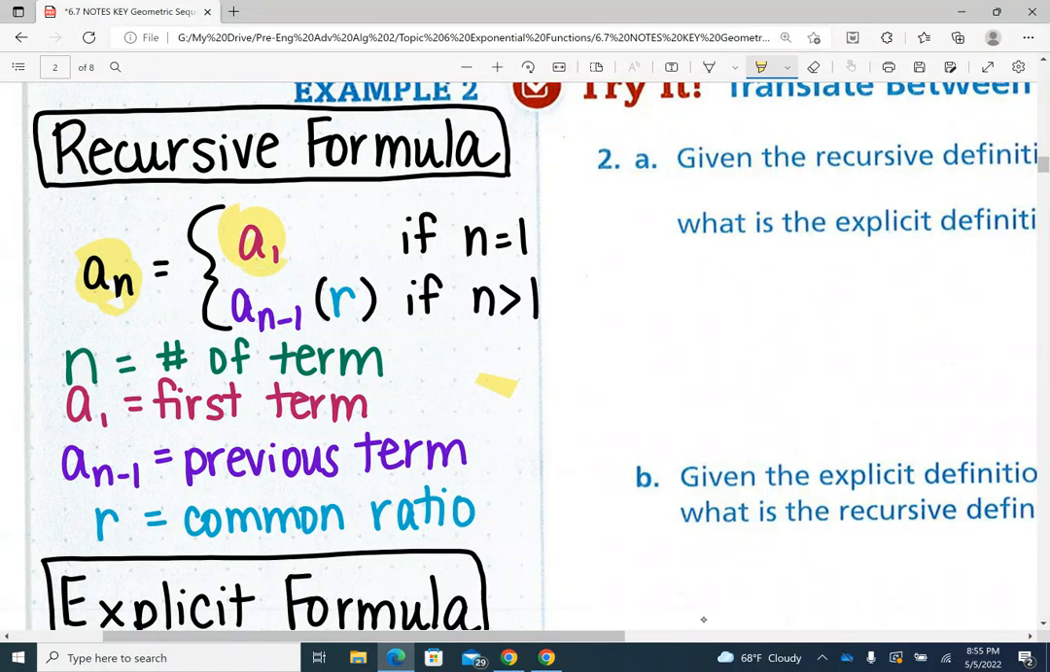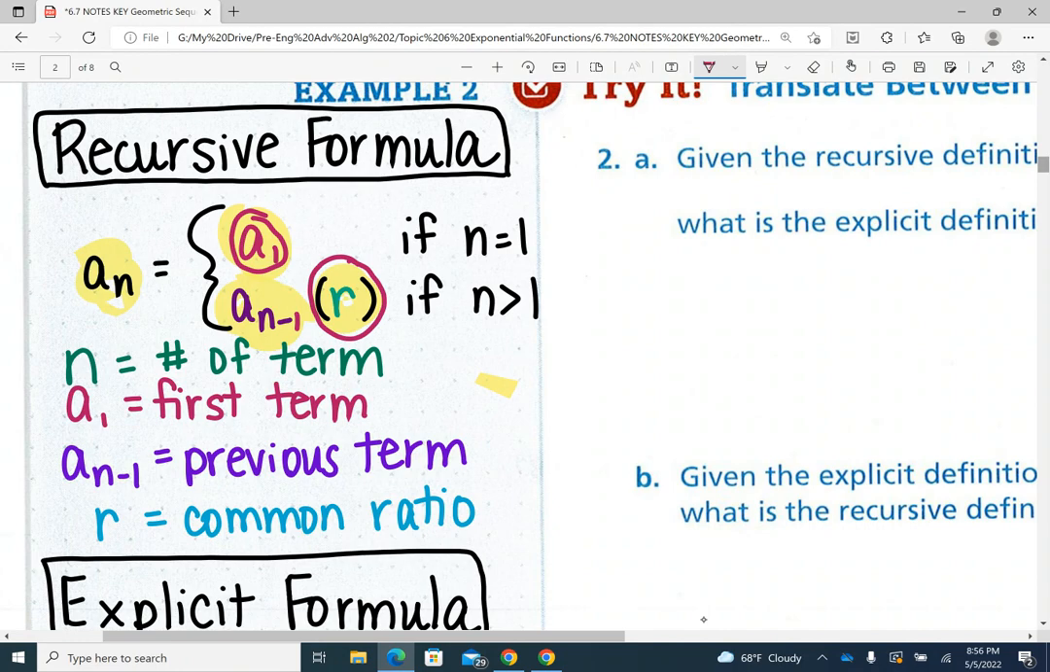And a sub 1 stands for the first term, so it defines the first term. My first term is a sub 1 if n is 1, and n is the number of the term. The second line tells you how you would get the next term. You would take a sub n minus 1, which is the previous term, and multiply it by the common ratio if n is greater than 1. So whenever you see a recursive formula, there will be a number substituted in for the a sub 1, and you'll substitute a number in for the r.